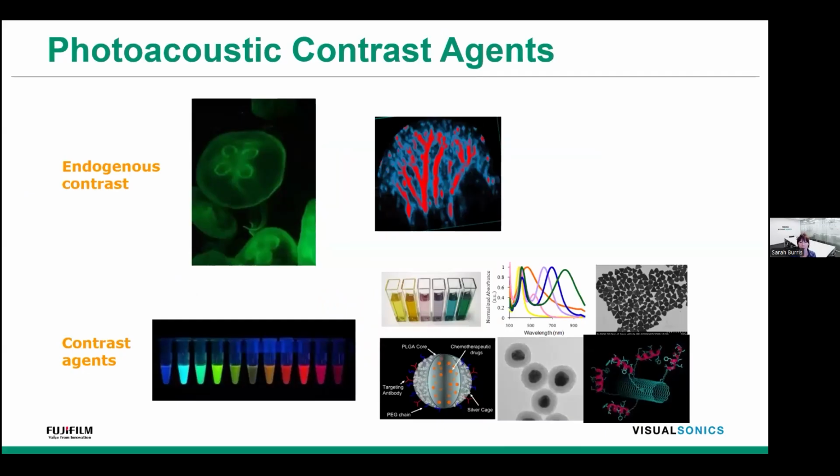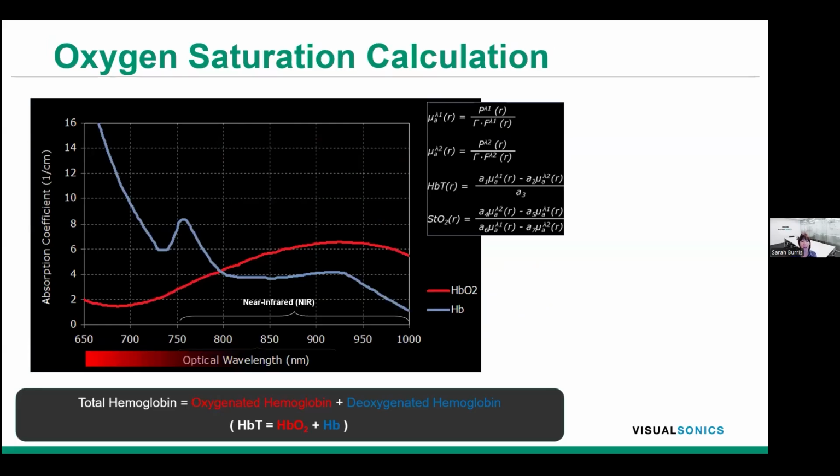Now, this can be accomplished just with endogenous chromophores. Things like melanin and hemoglobin are natural absorbers of photoacoustic light, but you can also inject things like near-infrared dyes and photoacoustic reagents like nanoparticles. And based on what their absorption profiles are, we may know what that is.